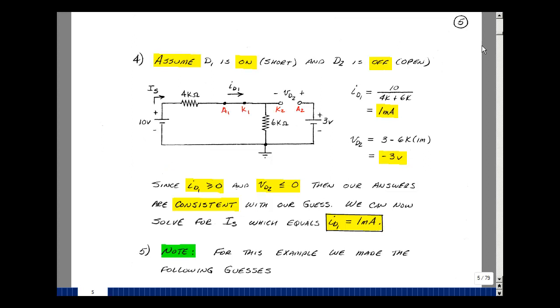Suppose that the fourth guess didn't work. Well, something's wrong. The diodes have to be in a particular state. It's either short or an open. There were 4 possible things here. One of those 4 has to work. In fact, only one of the 4 can work. If all 4 don't work, you made an algebraic mistake.